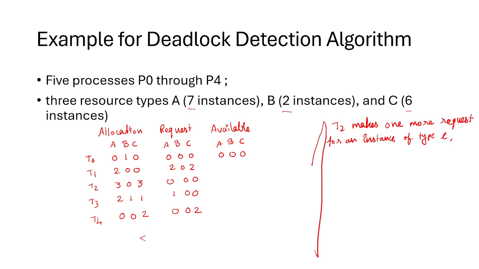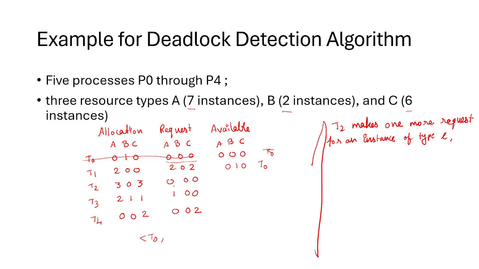Now T0 is not requesting any resources, so it can complete its execution. After completing T0, the available is 0, 1, 0, right? This is the available resources after completing, because this allocated will be added to the available. Now go for T1. The request of T1 is 202. It is not available now, so it will be in a wait state.